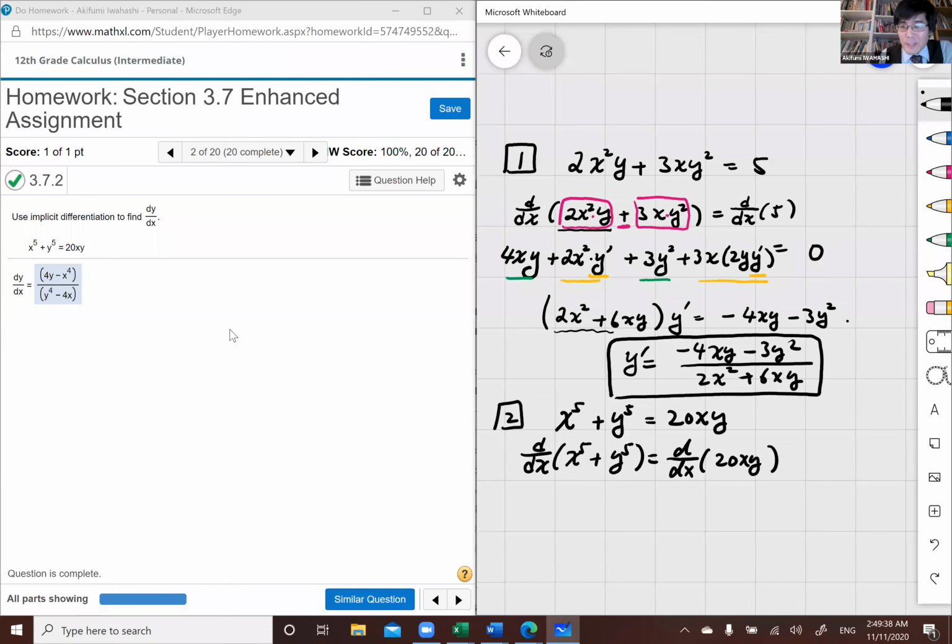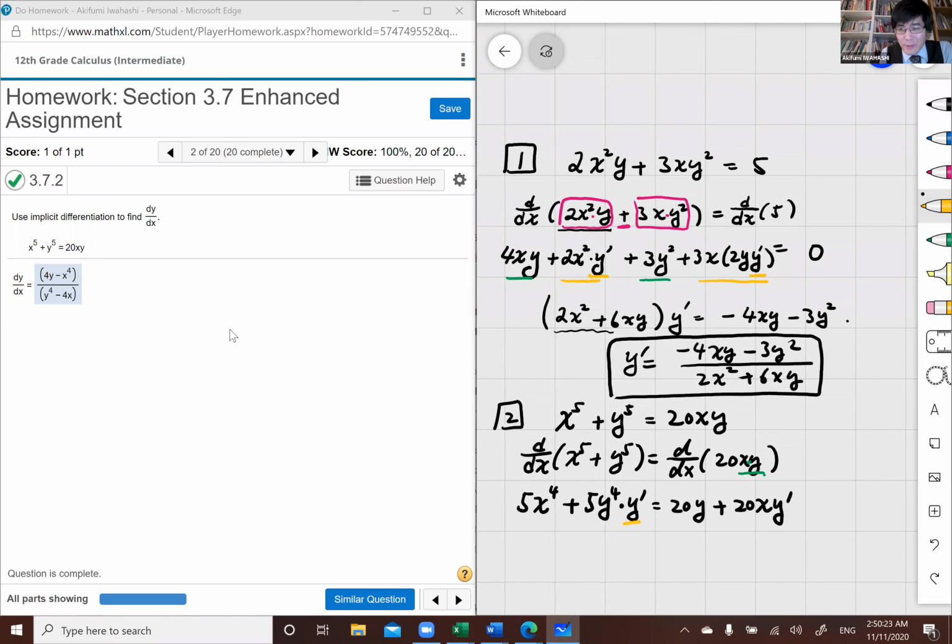Okay. Now on the left side, the derivative of x to the fifth is going to be 5x to the fourth. And the derivative of y to the fifth is 5y to the fourth times y dash. Whenever you take a derivative of y, you're going to get the y dash by the chain rule. The right side is, again, a product of two things, so you have to use the product rule. The derivative of 20x is 20 times y, plus 20x times the derivative of y, which is y dash.